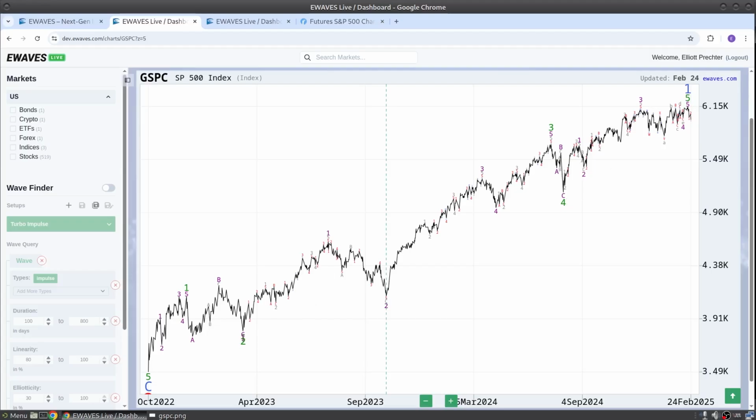And you can see what makes it a fractal is that those 5 waves repeat within the subsection. So 1, 2, 3, 4, 5 in there. 1, 2, 3, 4, 5 inside of this move. 1, 2, 3, 4, 5 here. This is what's called a triangle. So you have A, B, C, D, E, kind of a sideways move.